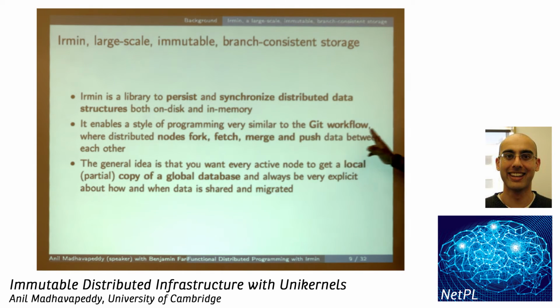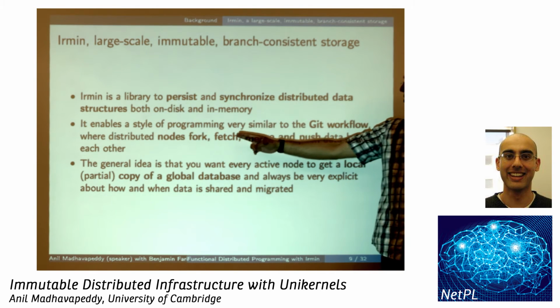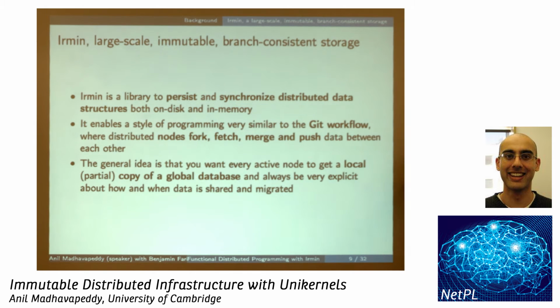And it enables a style of programming where you don't have any consistency except that individual nodes can fork a global data store. They can fetch changes from other nodes, and they have to choose which node. They can merge those changes into their own version of the world, and they can push data back. Imagine everyone here has a completely independent copy of the database, and no one can hear me except for you, and you have to somehow decide how to propagate my words by merging them into your data structure and the outside world. So a near useless form of consistency.